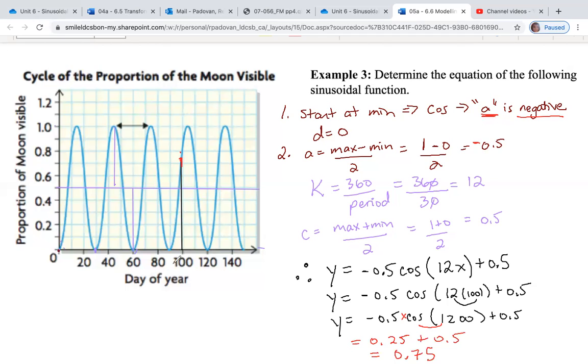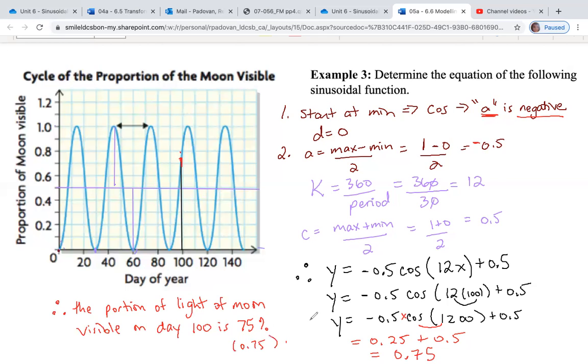So basically 75%. So therefore, the portion of light visible, basically as much of the moon as we can see, the proportion of the light of the moon visible on day 100 is, let's say, 75%, or 0.75 instead of 1 being 100%.